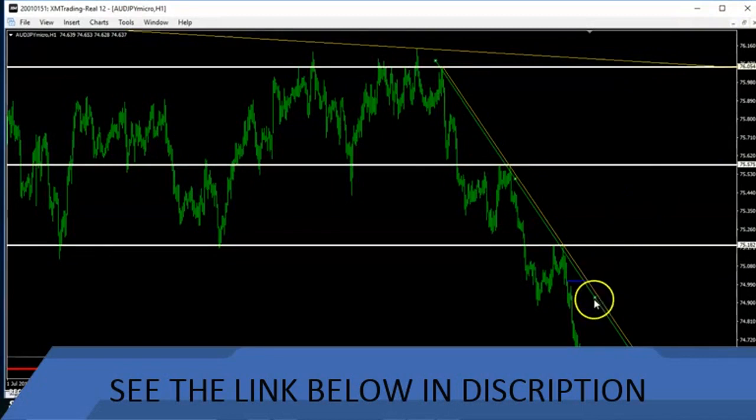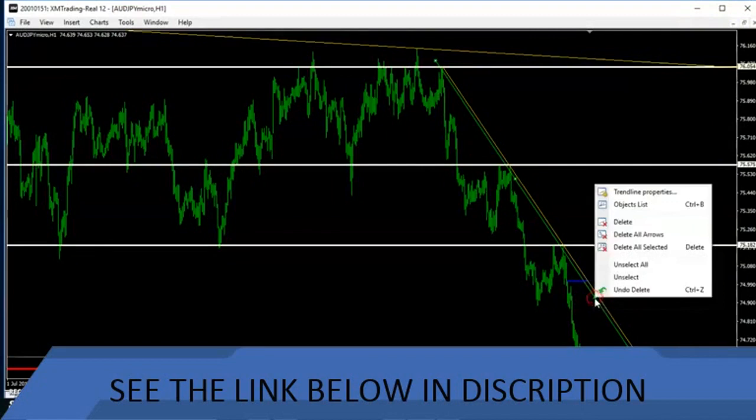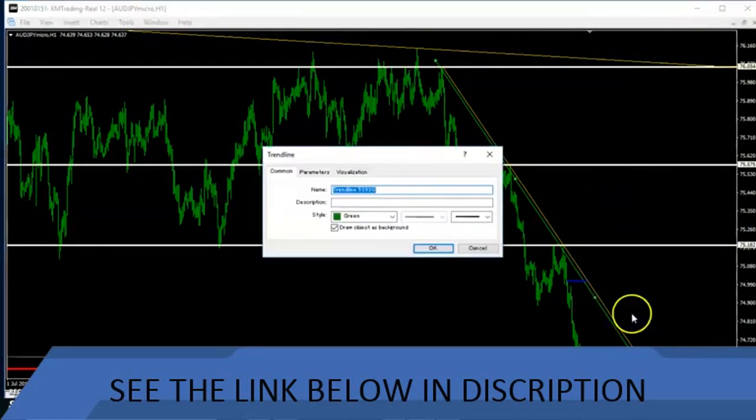Trendline EA, MQL5.com. When you put it here, the way I did it in my last video, that's when you can result to trend.